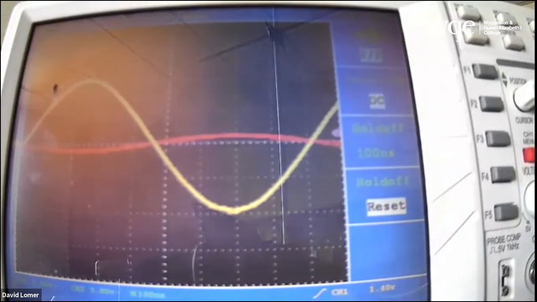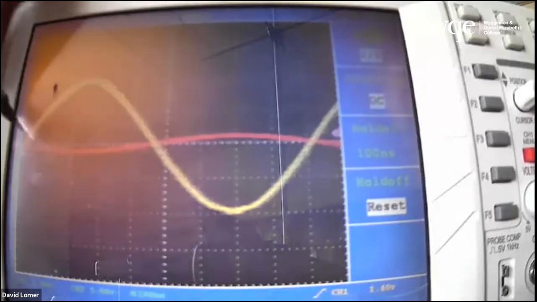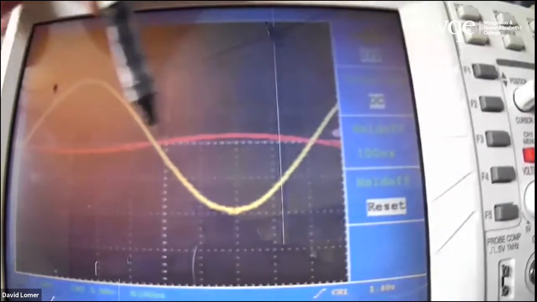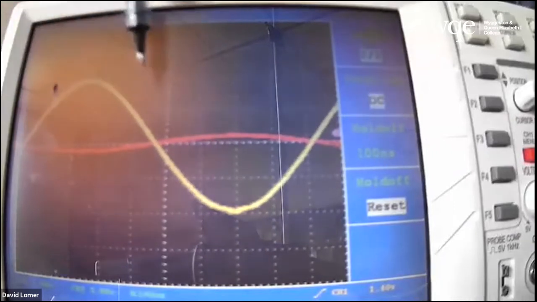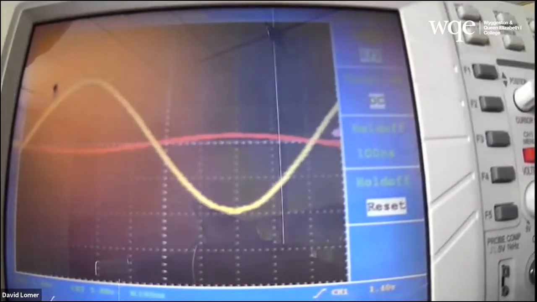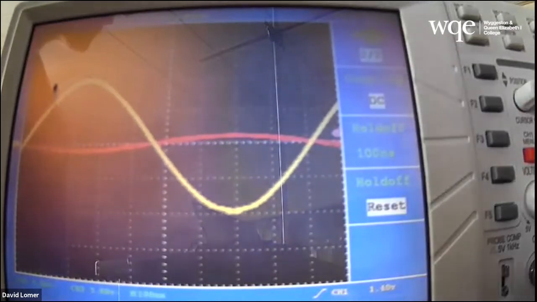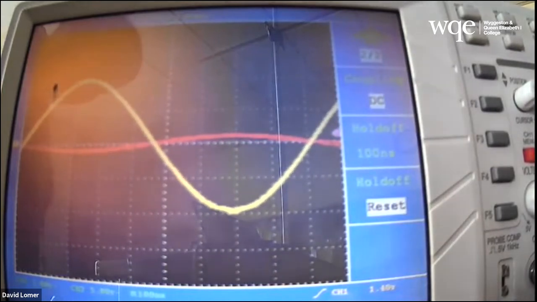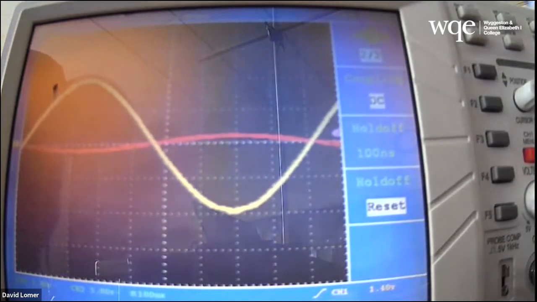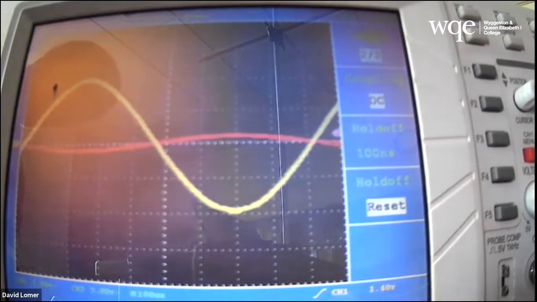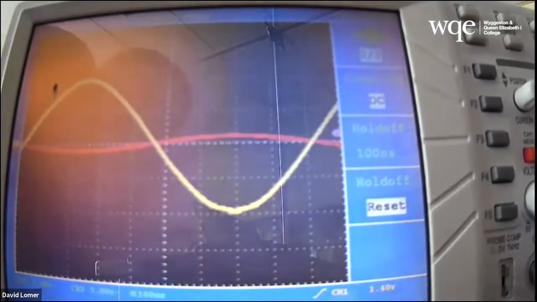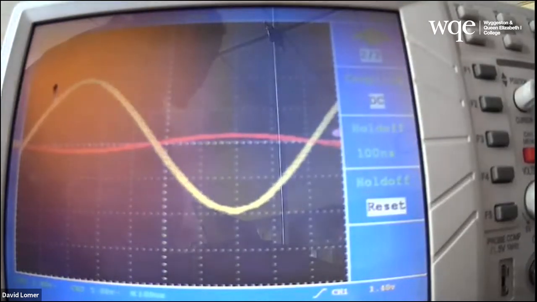So the red waveform that you can see there, that's the input voltage. The yellow one is the output. So they're both on the same scale, 5 volts per square. So can you see what differences are there? I want you to have a look, see if you can identify 2 differences. Have a look carefully at the waveforms, 2 differences.